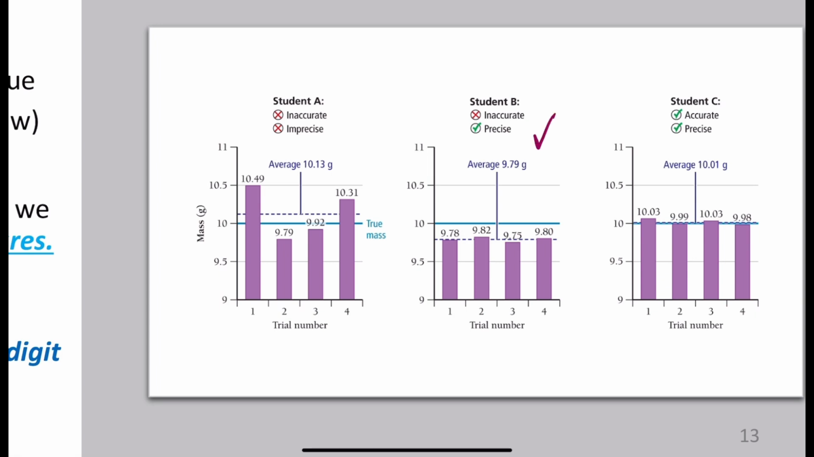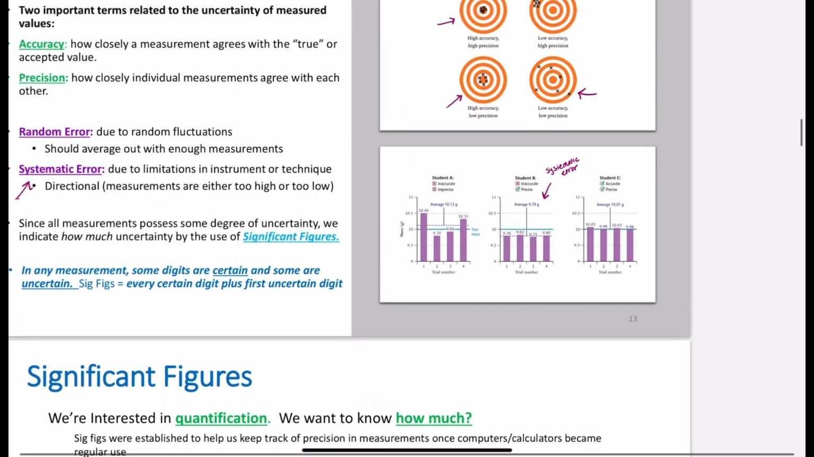So this is a great example of systematic error. Student A could be systematic error, could be random error, could just be a technique that's not developed yet. Student C has great accuracy and great precision, which means they're not showing systematic error. The little bit of difference in their numbers is random error: 10.03, 9.99, 10.03, 9.98. When you average those out, you get an average of 10.01 grams. They have great accuracy and precision in their measurements.